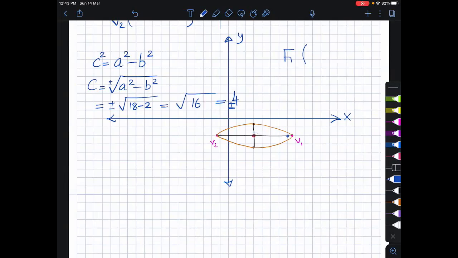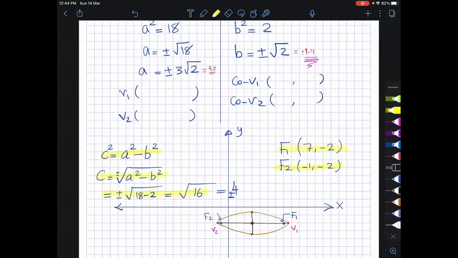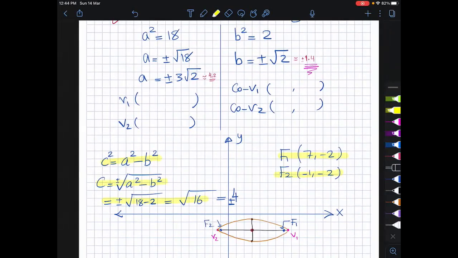So this point here and this point here. This point is 7, negative 2. So this is F1, and F2 is negative 1, negative 2. Okay. Yes, it's important, guys, to locate your foci. You should use these equations to find your focus, or foci. Okay? Of course, you can go back up to the steps you wrote.